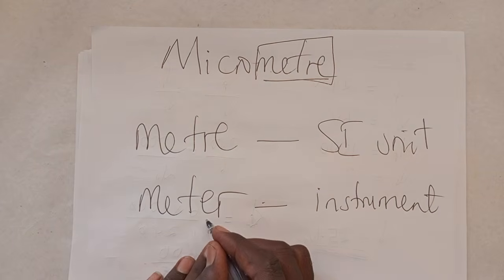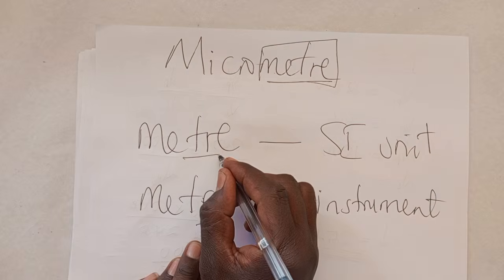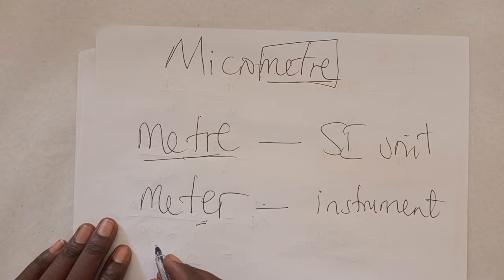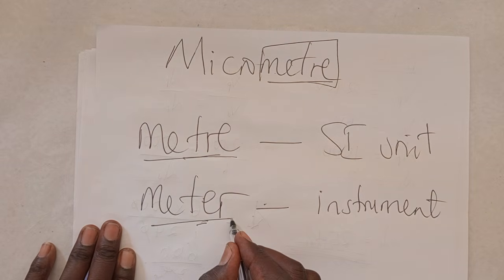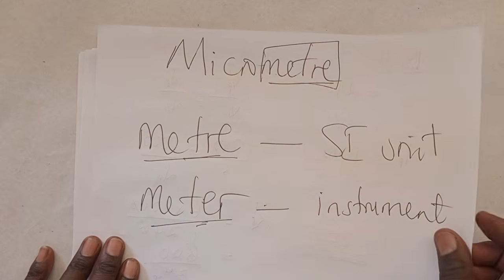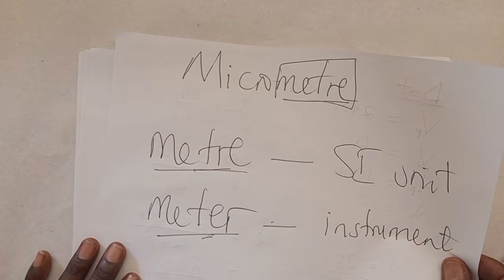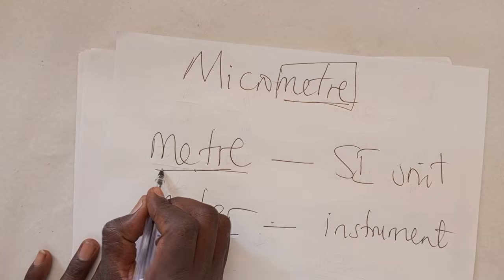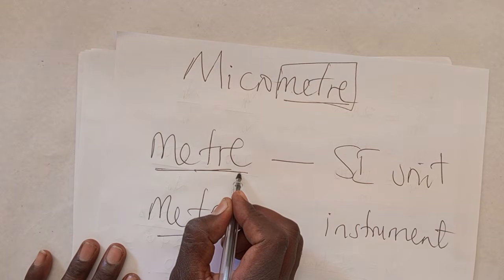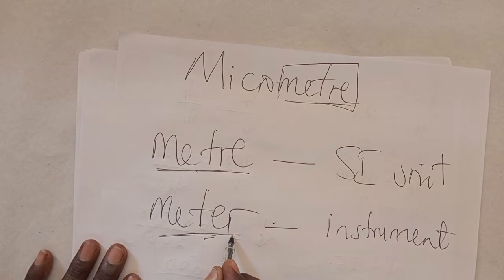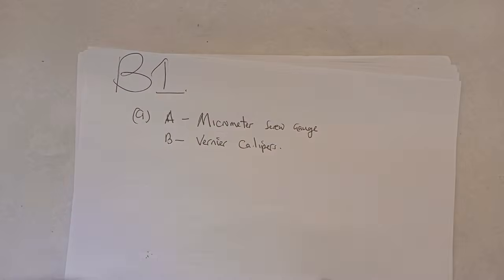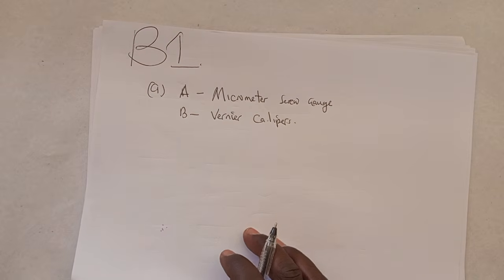Please pay attention to that. Instrument, SI unit. What is the SI unit for length? It's a meter. What is the instrument used to measure length? Meter rule. What is the instrument used to measure specified length, such as the thickness of hair? It is a micrometer. A micrometer, this one, because this is for an instrument or a device. I wanted to just explain that. We move on to the next question.